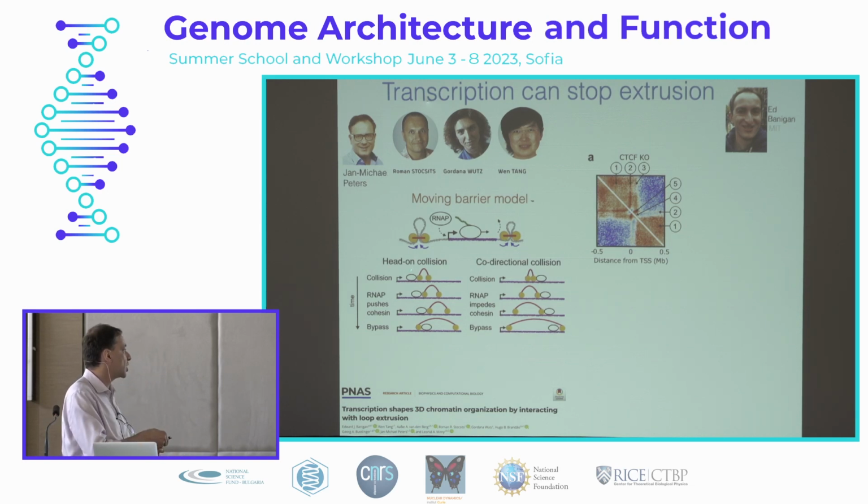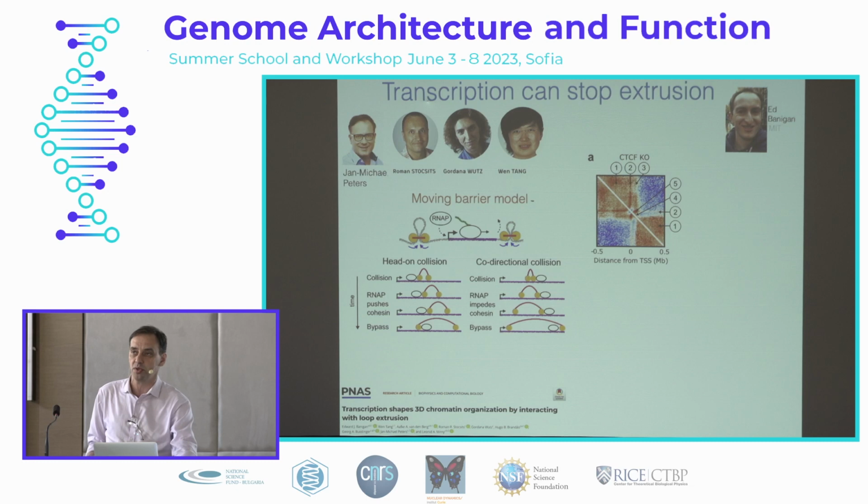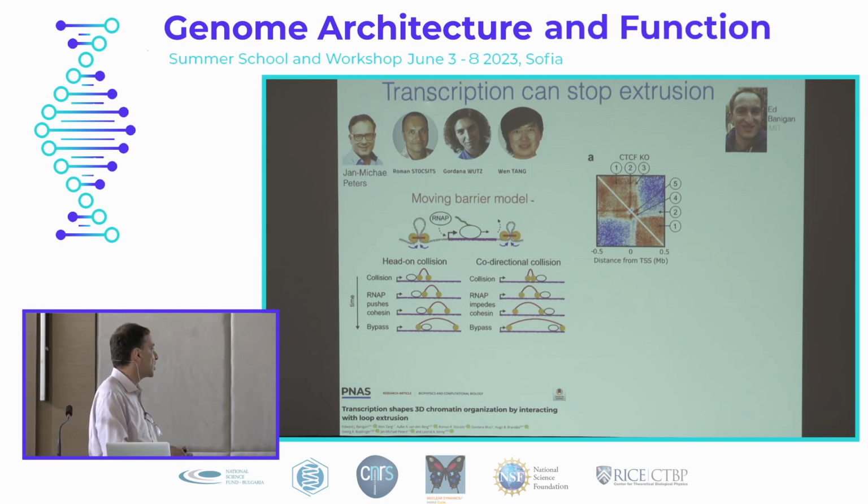In the head-on collision, cohesins would meet polymerase in the middle of the gene, but again, from single molecule experiments, we know that cohesins are relatively weak motors and polymerases are relatively powerful motors. So polymerases would outpower the cohesin and would be pushing it back, at least this part of the cohesin, until again cohesin bypasses the polymerase.